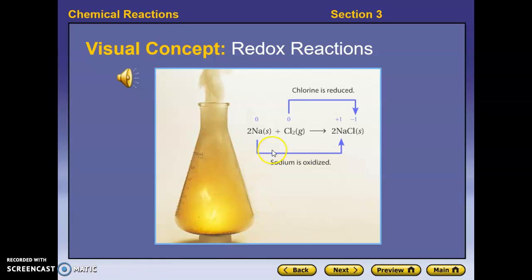So one more example of this, when the sodium and chlorine combine to form sodium chloride, sodium goes from neutral to positive, which is losing electrons, Leo. Loss of electrons is oxidation. Chlorine has gone from neutral to a negative ion. To become negative means that it has gained electrons. Gaining electrons is reduction. So chlorine is reduced.